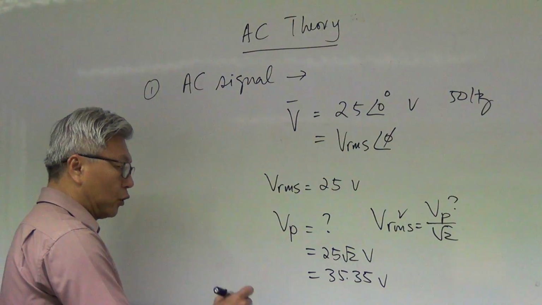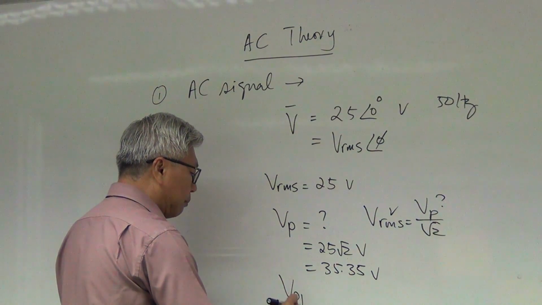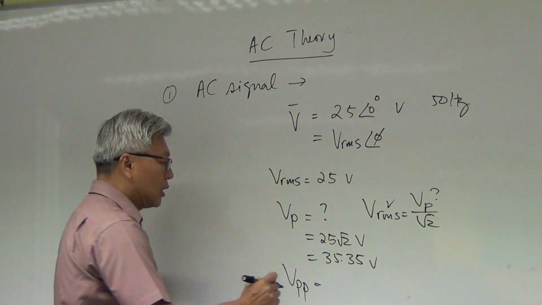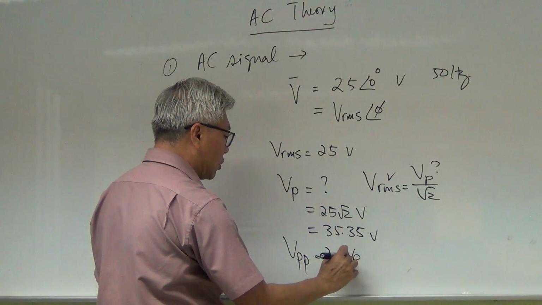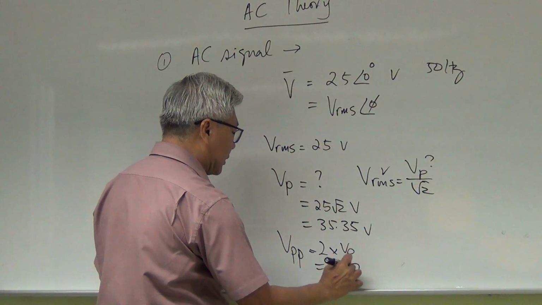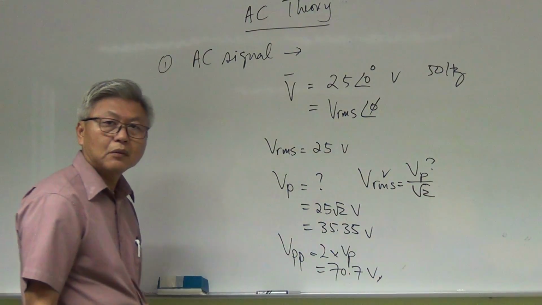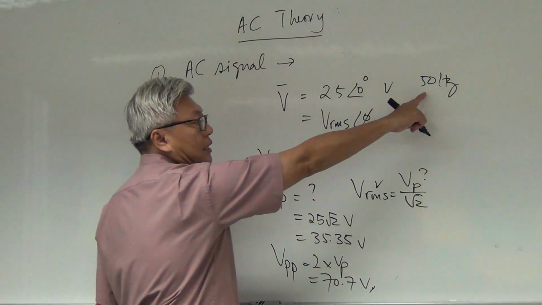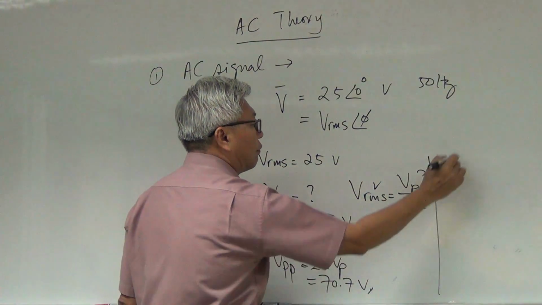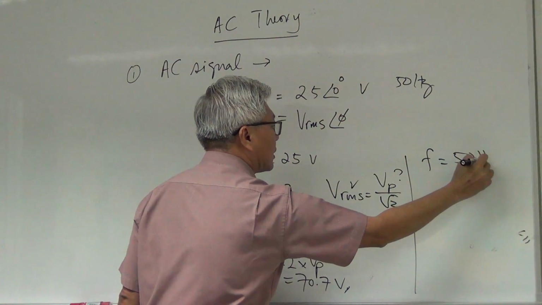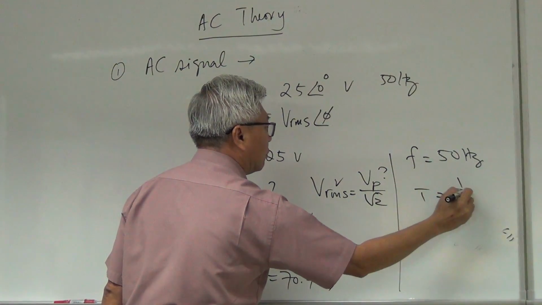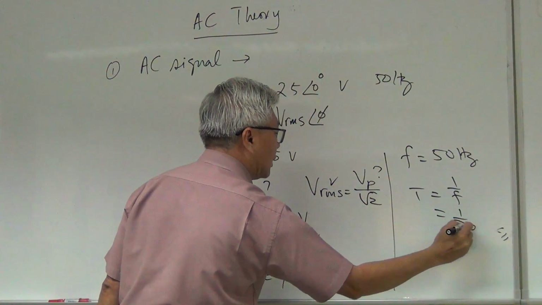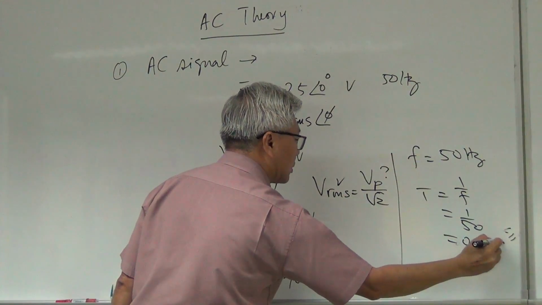If I know my peak voltage, am I able to tell the peak to peak? It's double of it, so it's 2 times the peak voltage. So that's equal to 70.7 volts. And from here, I'm given the frequency. The frequency is equal to 50 hertz, and the period is equal to 1 over frequency. So it's 1 over 50, which is equal to 0.02 second.